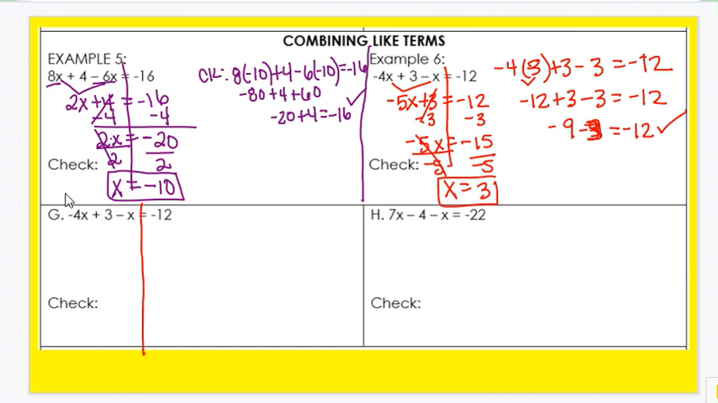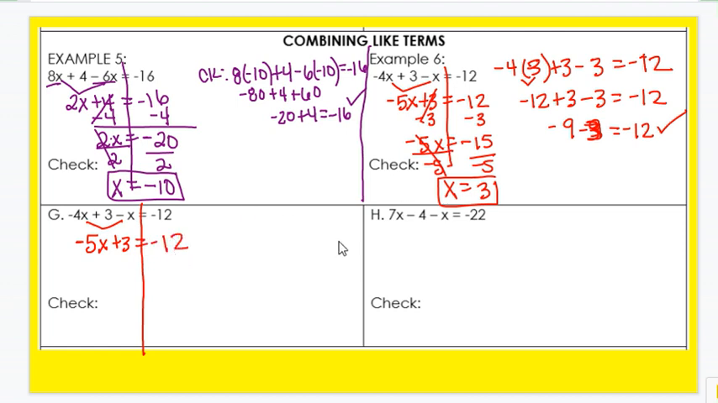Example G. Do we have any grouping symbols? No. Do we have any like terms to combine? Yes, we have negative 4x and negative x. Same sign, so we add and keep. So negative 4 and negative 1x, so that makes a negative 5x. Bring down the plus 3, and that equals negative 12.